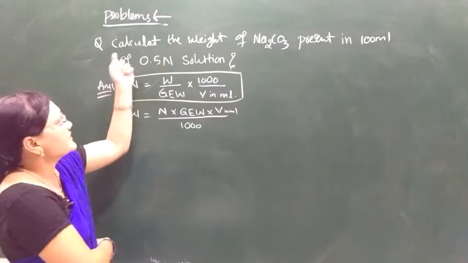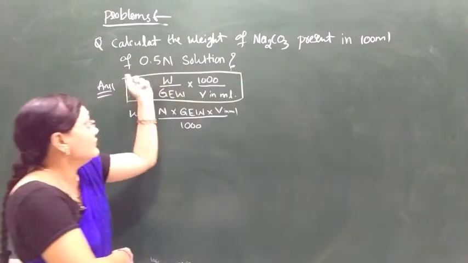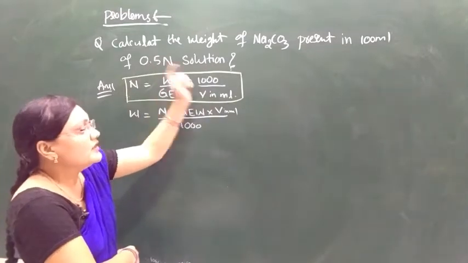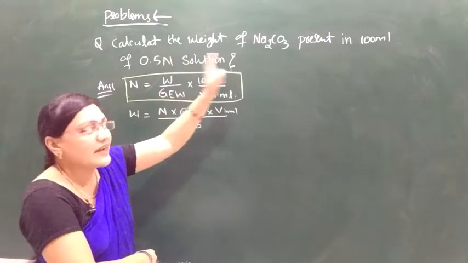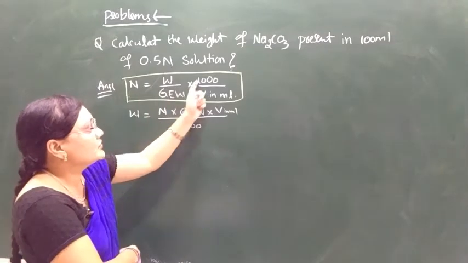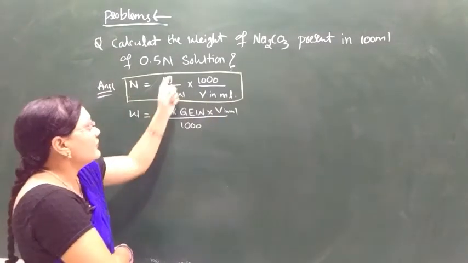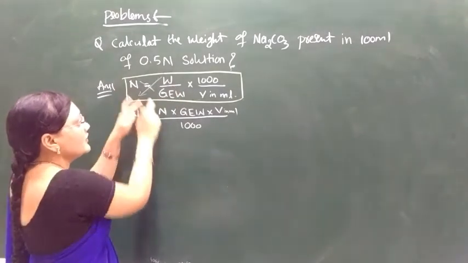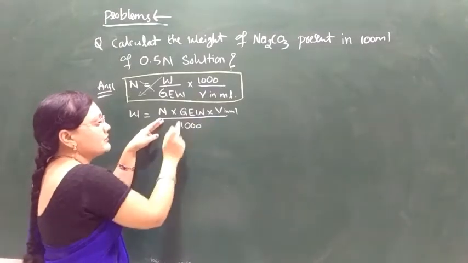Okay, next problem is: calculate the weight of Na2CO3 present in 100 ml of 0.5 N solution. Normality is 0.5 and volume is 100 ml, and we need to calculate the weight. The formula is normality equals weight by gram equivalent weight into 1000 by volume in milliliters. We don't know the weight, so by cross multiplication, weight equals N into gram equivalent weight into volume in milliliters by 1000.